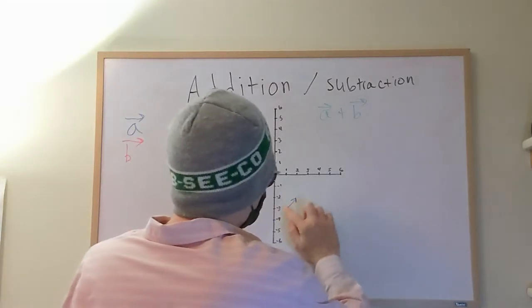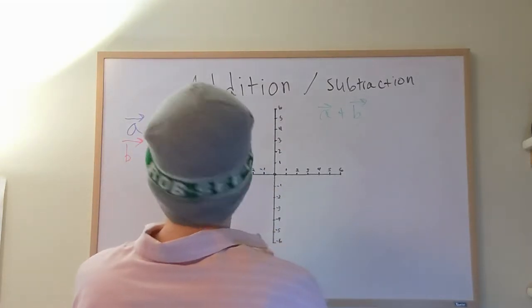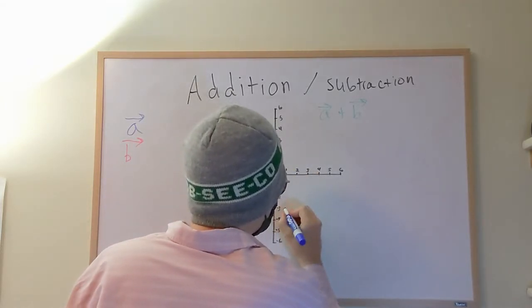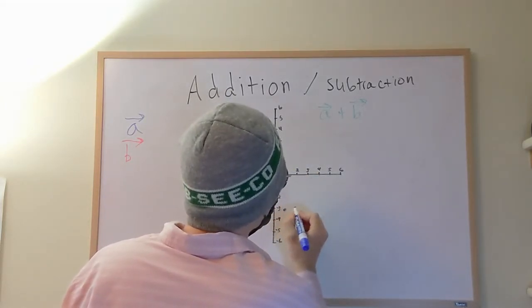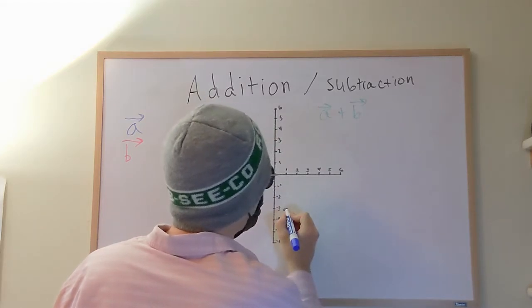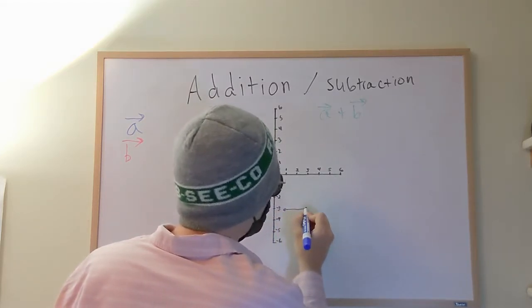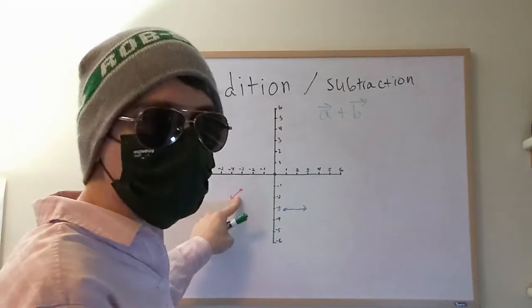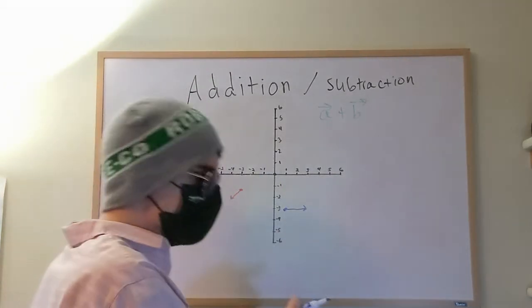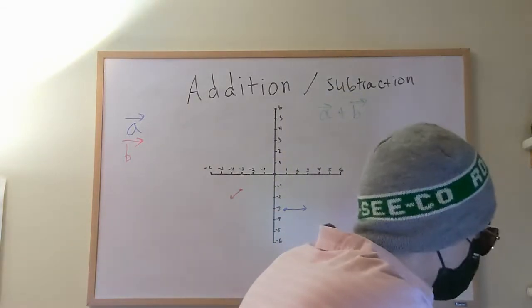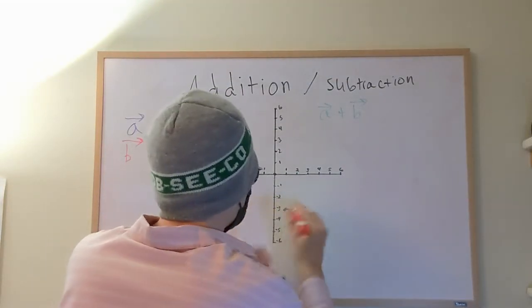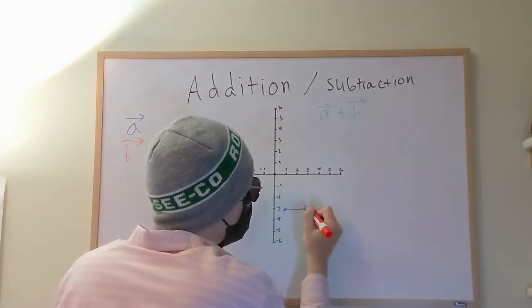Let's instead make A equal to, we'll keep it at 1, but let's just move it over 3. So it's going to move to 3, negative 3. And now we want to add B to this. So what we would do is simply take B and slide it over to the tail. So that would be right here.